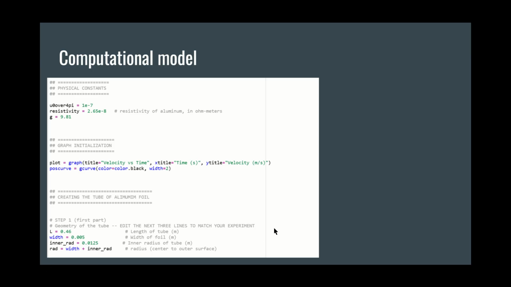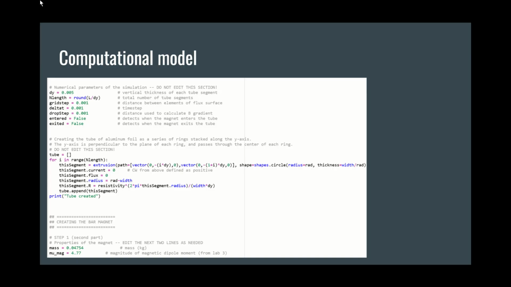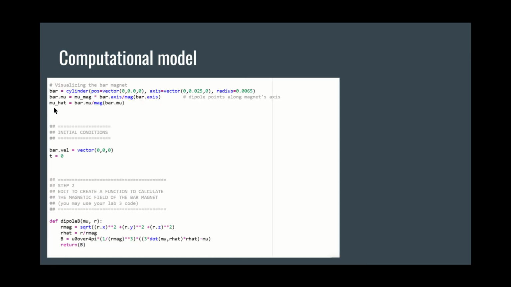This is just more initialization given to us, and then we had to create the bar magnet, where I inputted the mass that we got, and this mu bar was something we had found in lab 3. Again, visualizing it, creating it, and then we have our initial conditions of the bar velocity as well as the time. We then had to input a very familiar equation to find the dipole magnetic field of the magnet, which we got from lab 3 as well. This will help us later on.